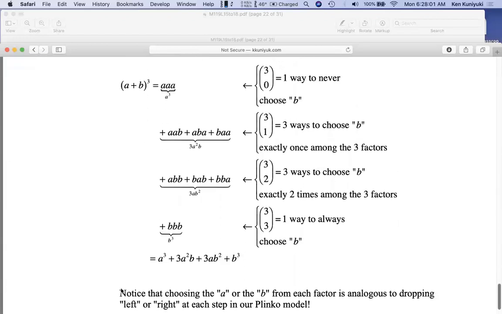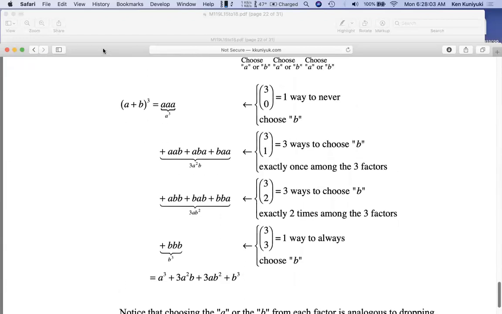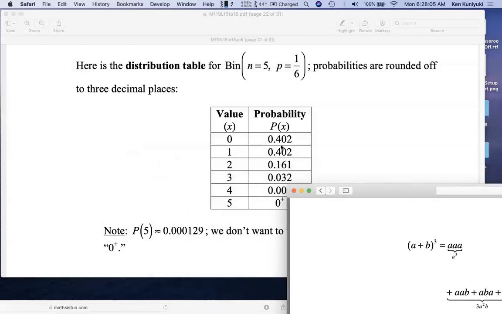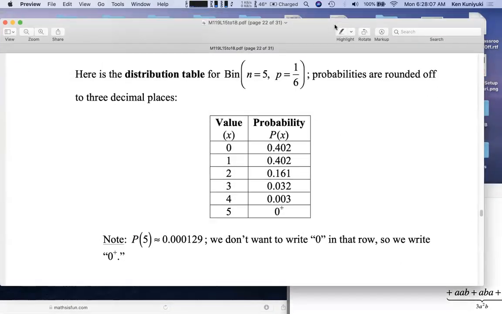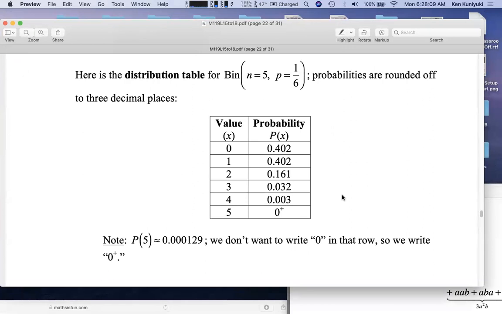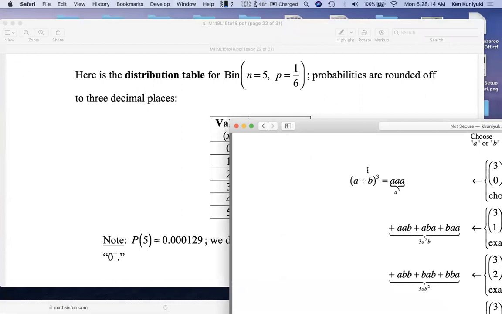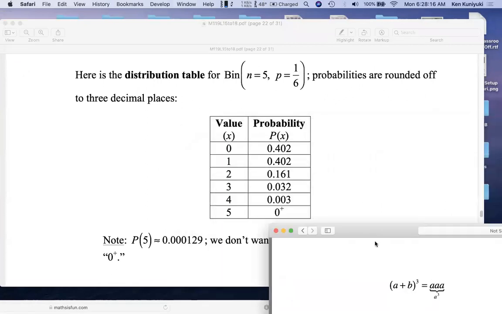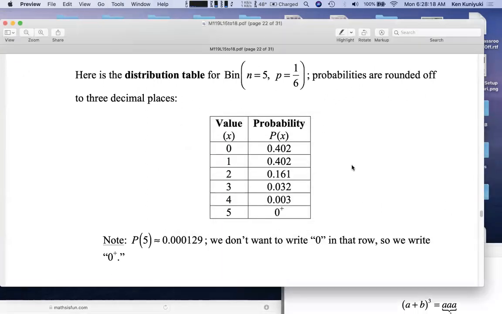So if you love algebra, I'm sure you love that. Okay, so how do we use these ideas to figure out binomial probabilities? It's all related: the binomial theorem, these binomial coefficients, and binomial distributions with their binomial probabilities.